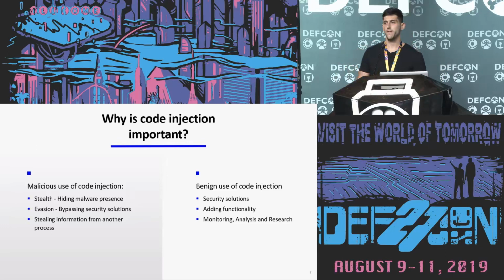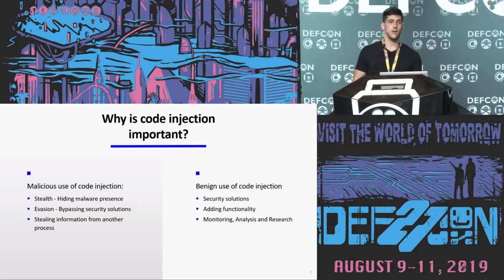Let's say only one program is allowed to do something. If we inject into that program, we're going to be running in that context, and then we can use the context to do something malicious and bypass the security solution. And at the end, we can steal information, let's say form grabbing in browsers, and then we can see credit card data and things like that.